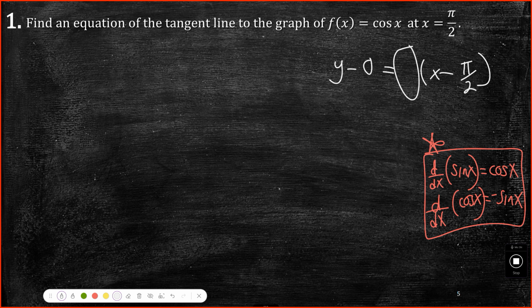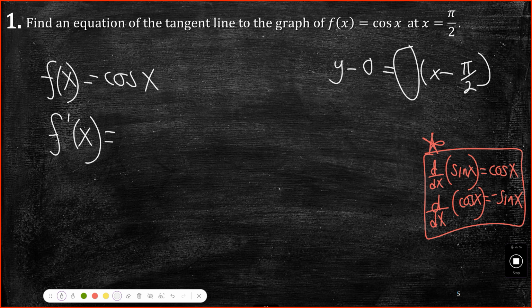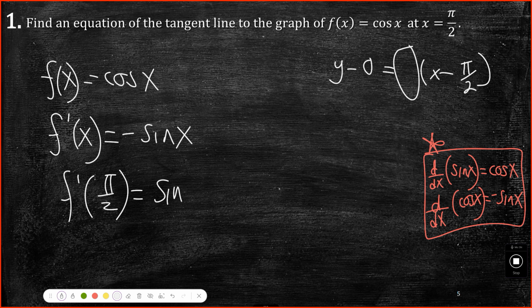So here's the calculus. Finding the slope. If you're given f of x is equal to cosine x, the derivative, f prime of x, is going to equal the derivative of cosine x, which is negative sine x. And now we just got to evaluate it at pi by 2. f prime at pi by 2 is going to be equal to sine pi by 2. So what is sine of pi by 2?